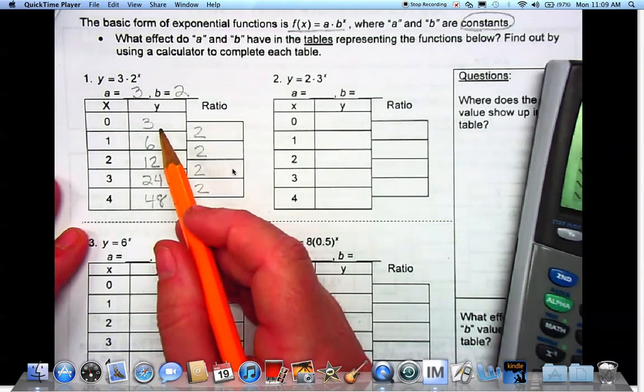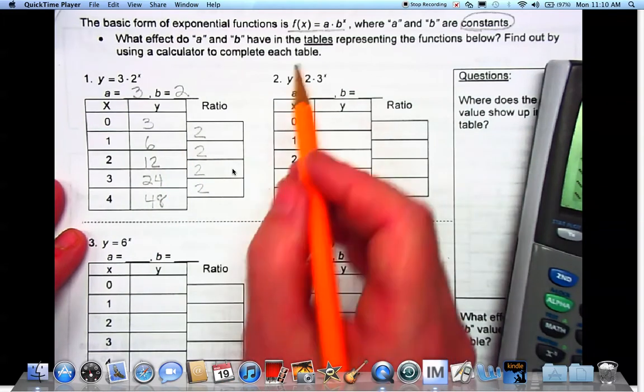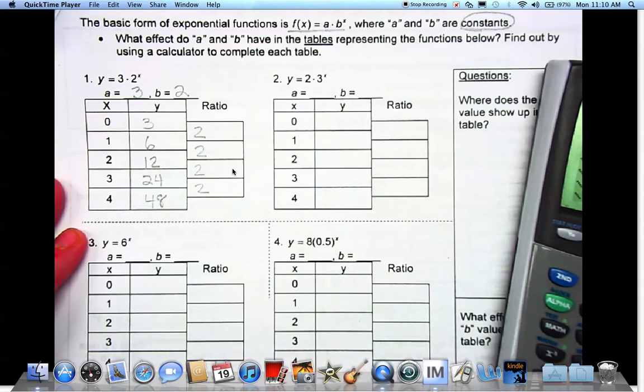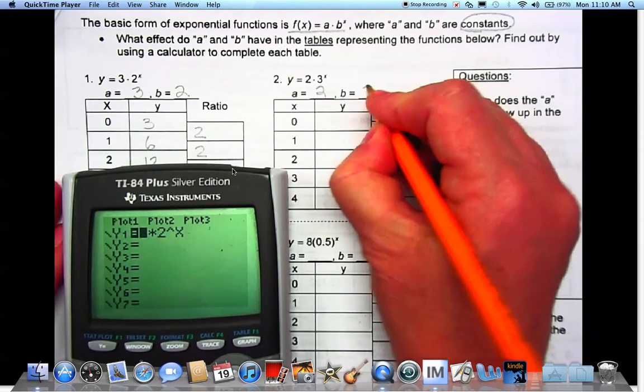So let's see if that has the same pattern as this one over here. Okay? They switched the 2 and the 3. So the a is 2 this time and the b is 3.